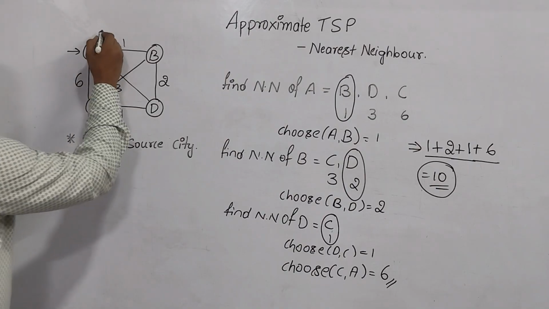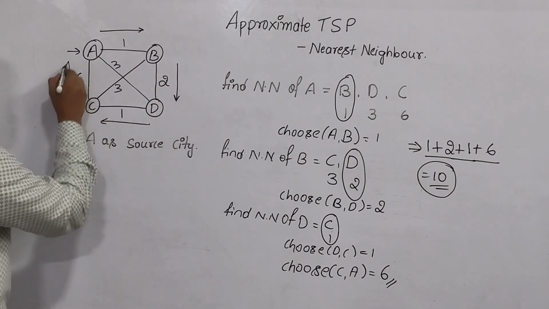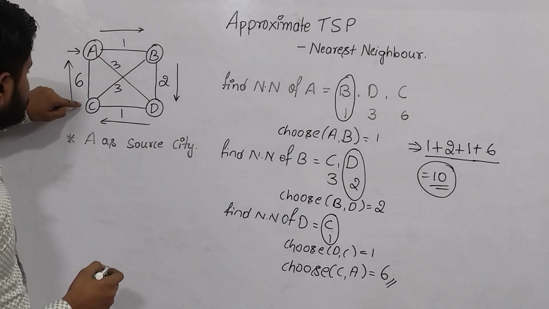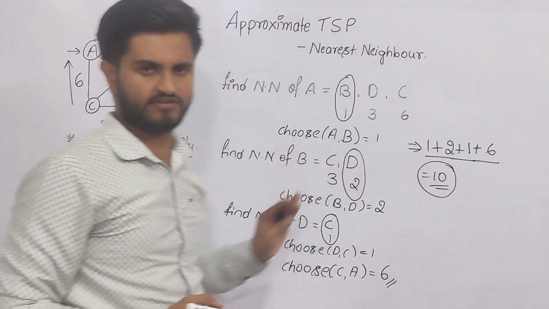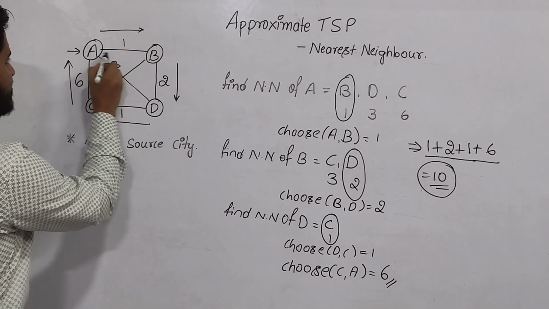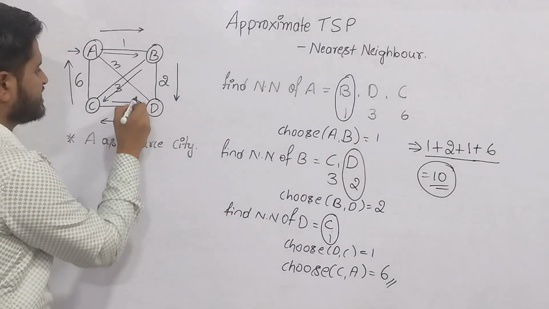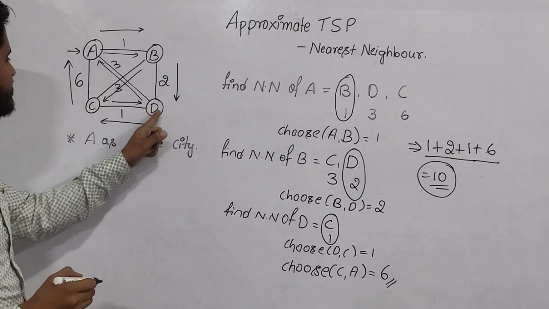Now if you see, from A I went to B, from B to D, from D to C, from C to A. This is the same as moving from A to C, C to D, D to B, B to A, because the path cost will be the same. Now is there another possible path? Yes. From A I can move to B, from B to C, from C to D, and from D to A.